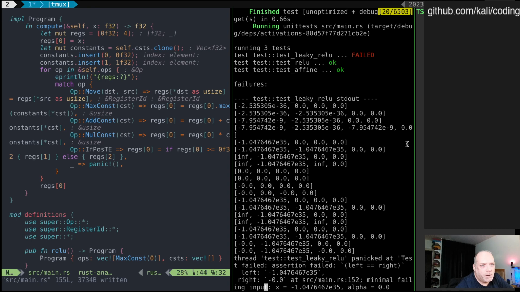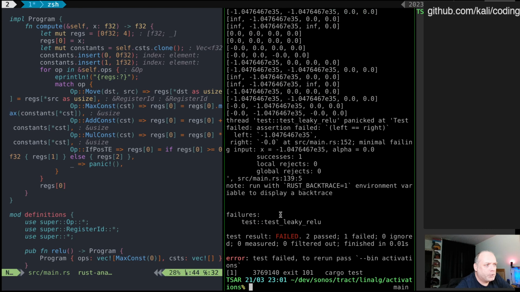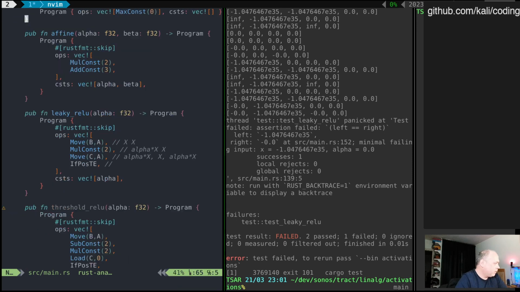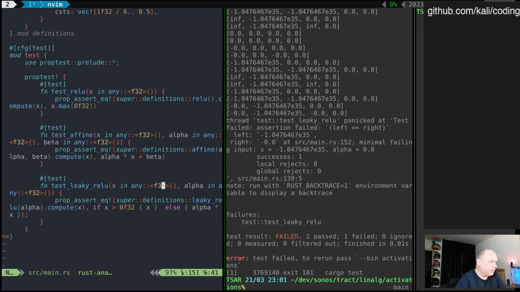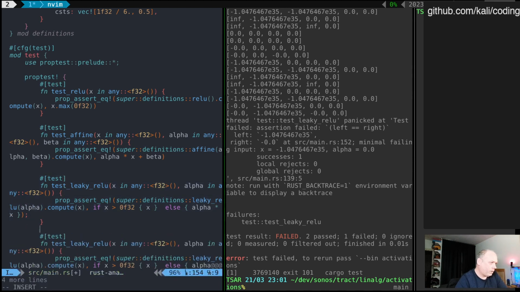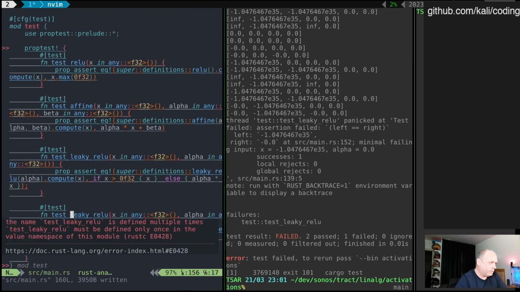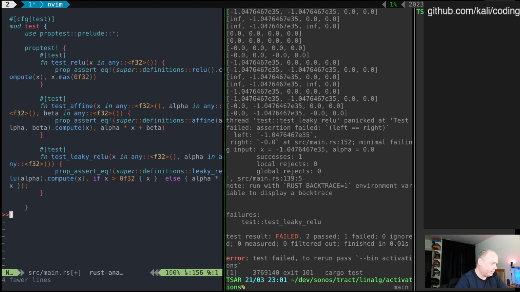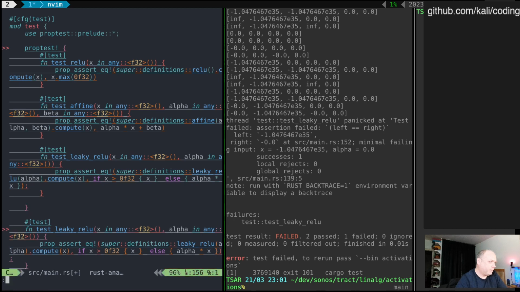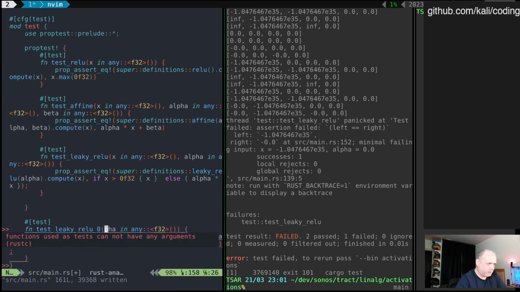The problem here is we have several attempts at running it. What I usually do when I'm using prop test is split up tests. Once I found something wrong, I specialize the test outside of prop test. That's inside prop test, the macro. We are outside, so that's test leaky ReLU 0, and it's no longer a prop test thing. Oh, I know what's wrong. I'm pretty sure I know.